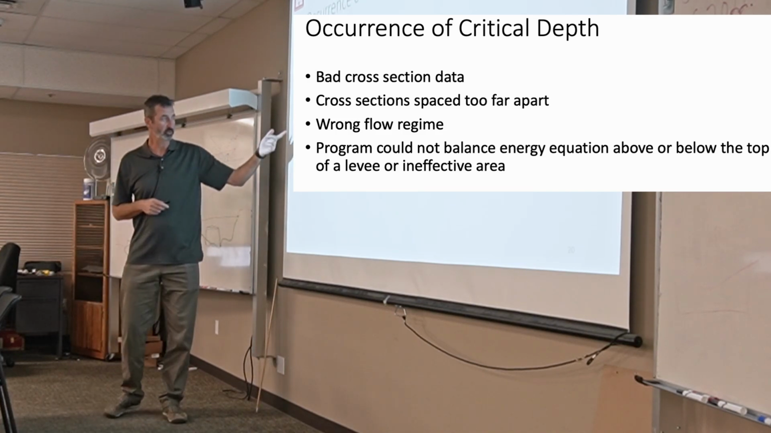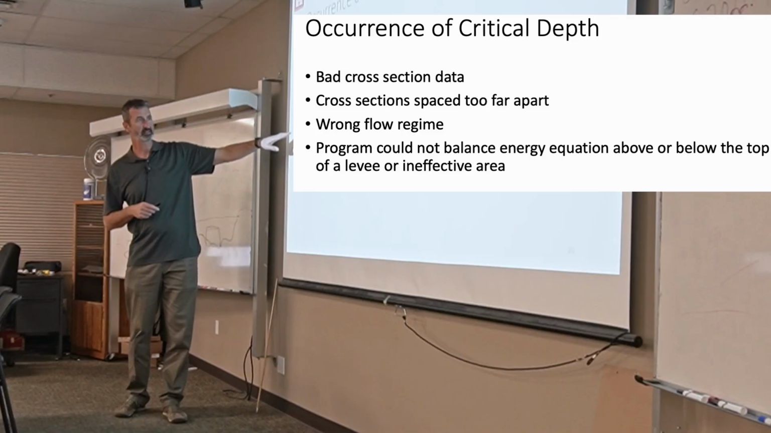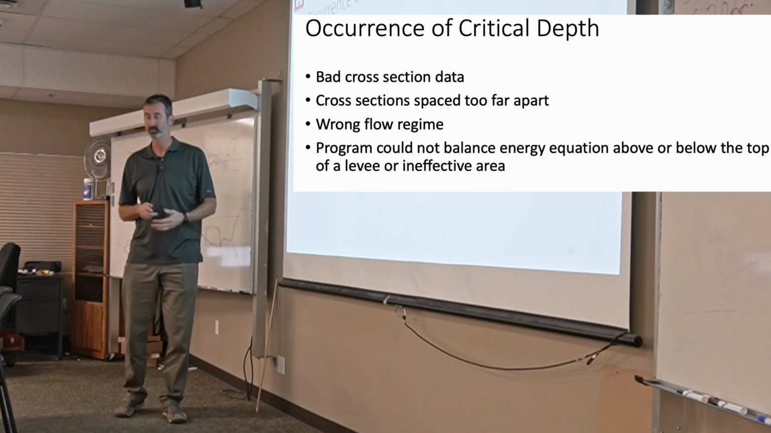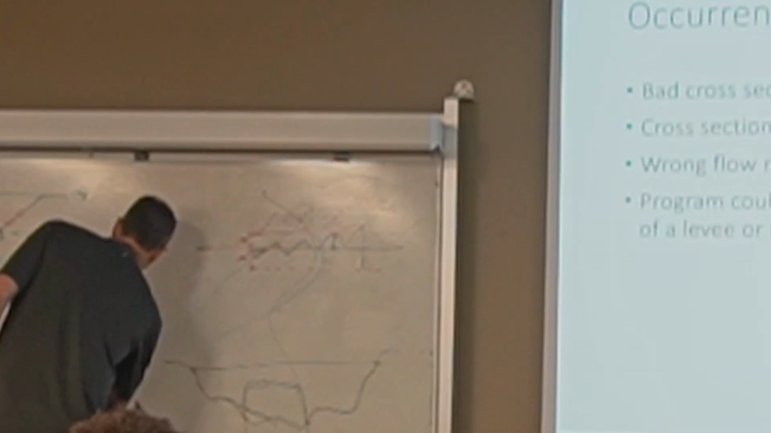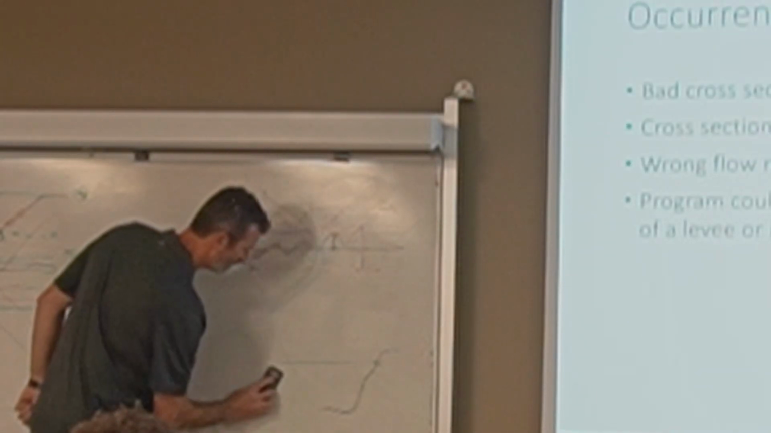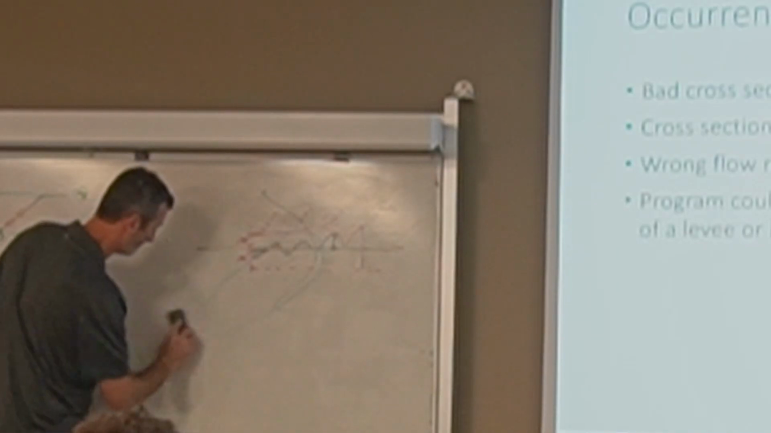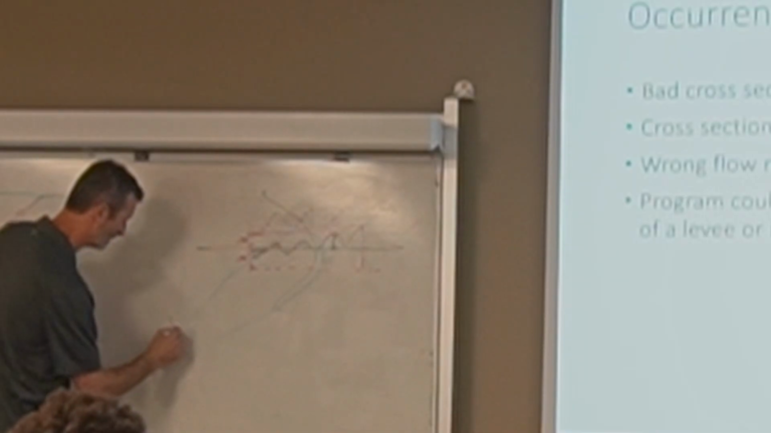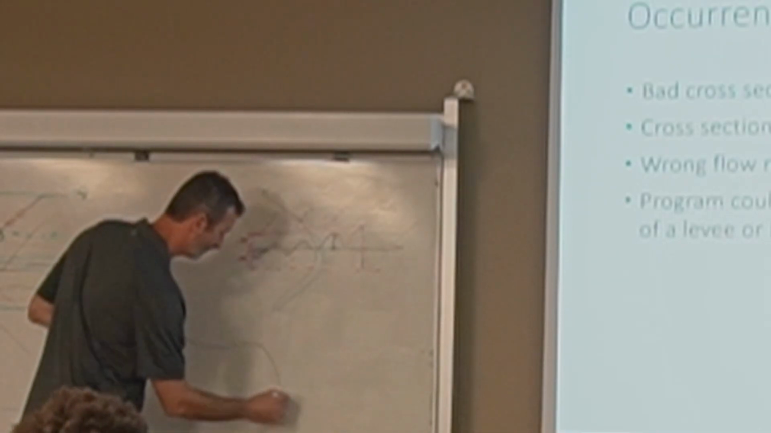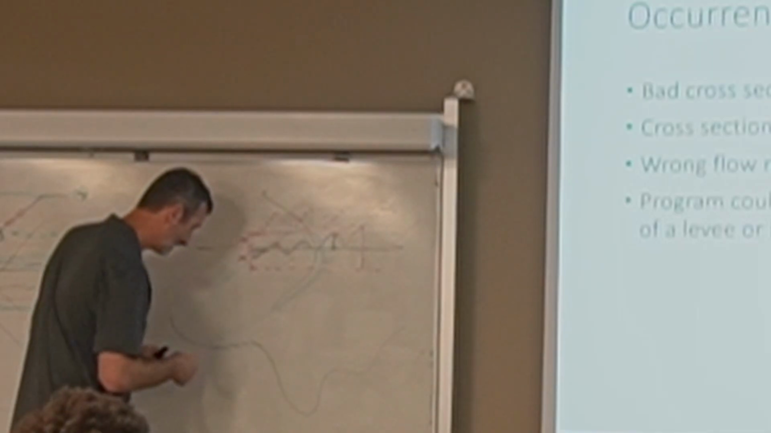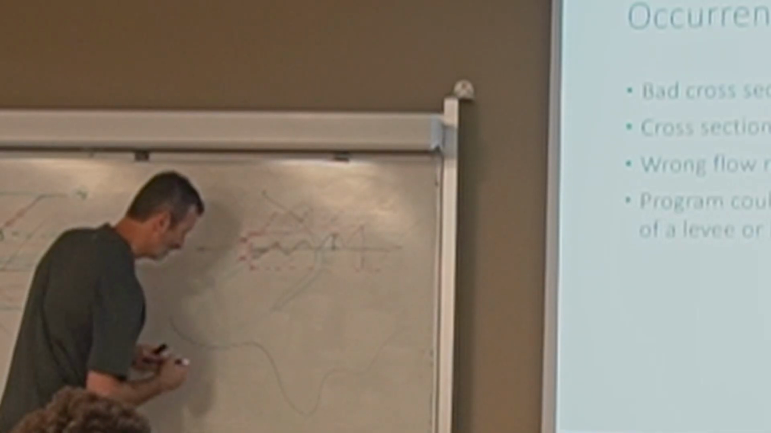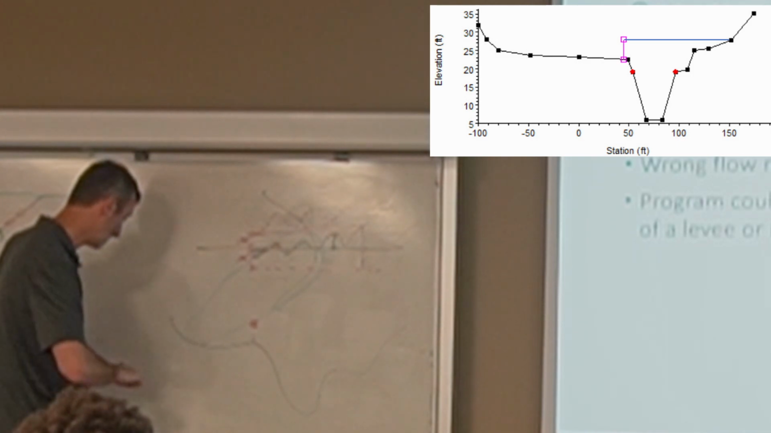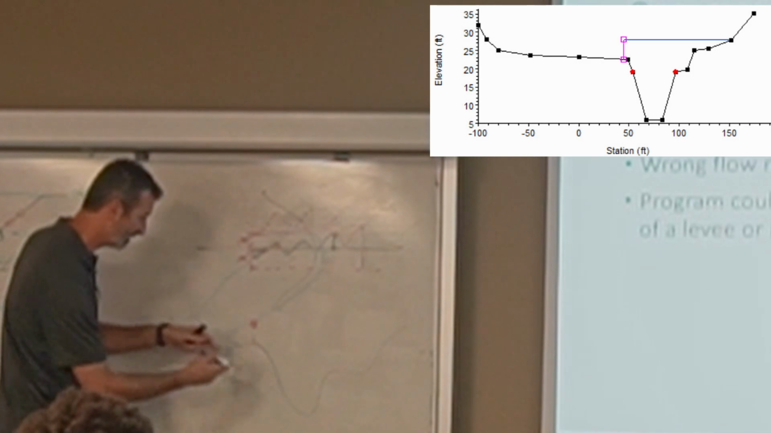Okay, then this last one is more tricky. It couldn't balance the energy equation above or below the top of a levee or ineffective flow region. So when you have a cross section and you're limiting the flow by ineffectives or levees, those are the basic two options here. Let's say we had a levee at that elevation. So you're proposing a levee right there, so it's not really in the terrain yet.